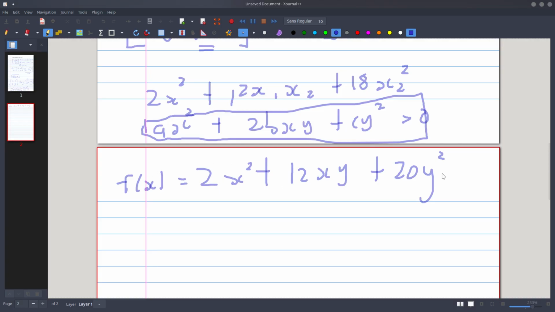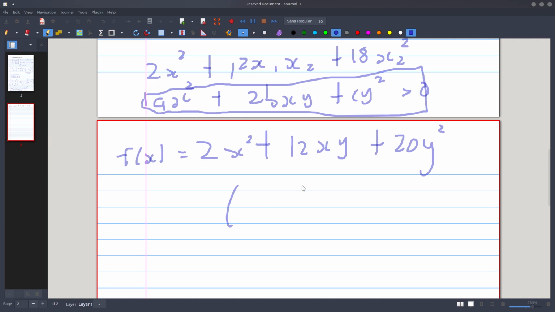But now you can factorize this. How would you factorize this, right? We're looking for a sum of squares, so we need some x and we need some y. Obviously we need two of the x's to get back this here, so we're good there. And how do we get back the 12xy? Well, this is fairly simple.